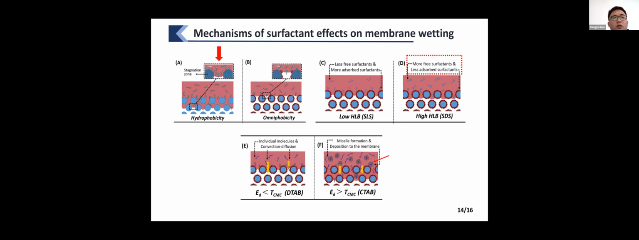The obviously different membrane wetting behaviors when treating DTAB and CTAB containing solutions can be explained by their different theoretical CMC values, as shown in Figure E and F. When the experimental dosage is above its theoretical CMC value, the excessive surfactant molecules form micelles and instantly adsorb onto the membrane pore walls, promoting both convection and diffusion towards the permeate side and accelerating membrane wetting.